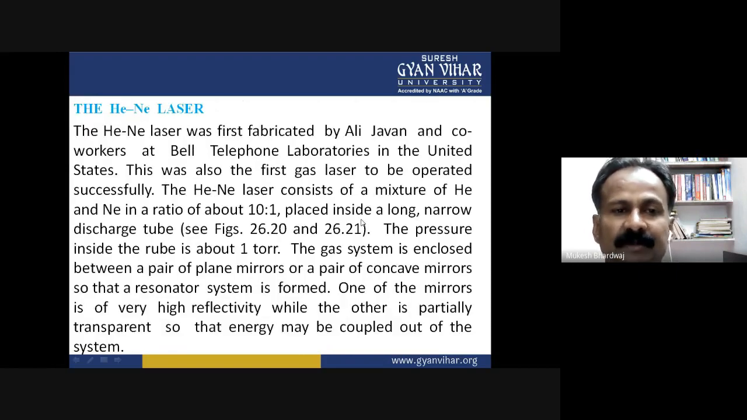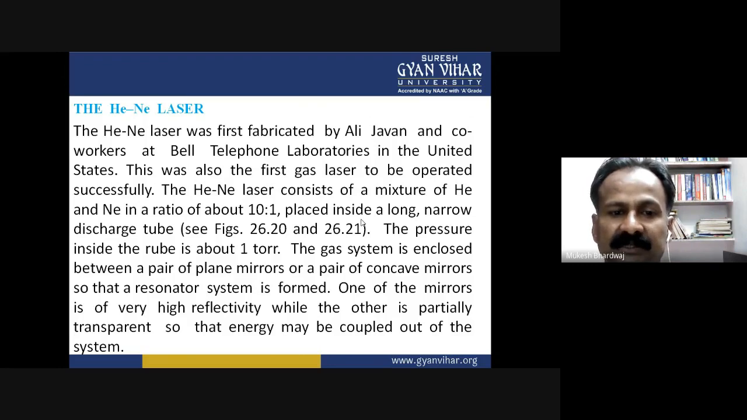Now the next topic is the helium neon laser. The helium neon laser was first fabricated by Ali Javan and co-workers at Bell Telephone Laboratories in the United States. This was also the first gas laser to be operated successfully. The helium neon laser consists of a mixture of helium and neon in a ratio of about 10:1 placed inside a long narrow discharge tube. We will see in the figure.